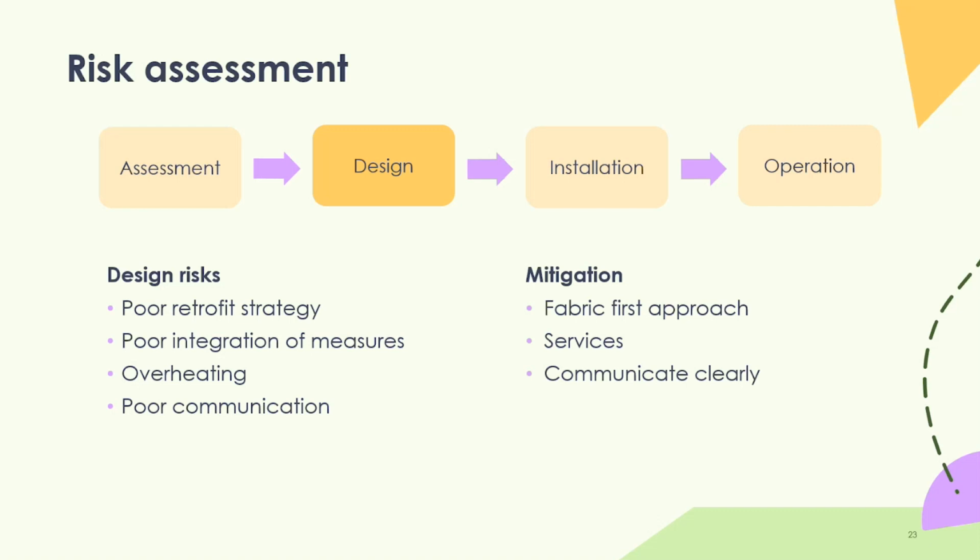And then, if you have an idea of how it's going to achieve net zero, first you want to possibly take a fabric first approach, which is best practice, and getting the home ready for low carbon heat installation. Then thinking about poor integration of measures. So when you're designing it, make sure that you've accounted for what specific measures are going to be suitable for that specific archetype and design.